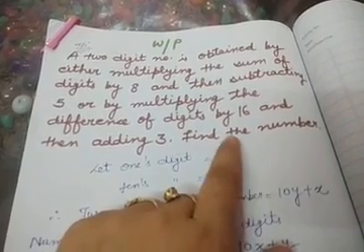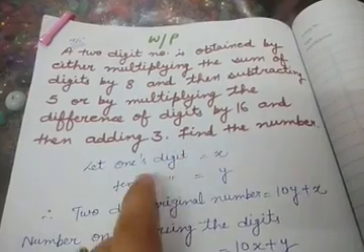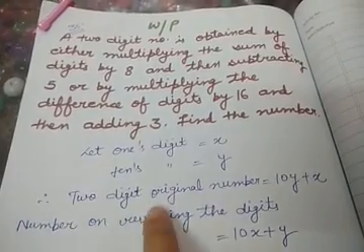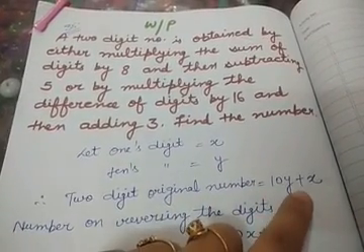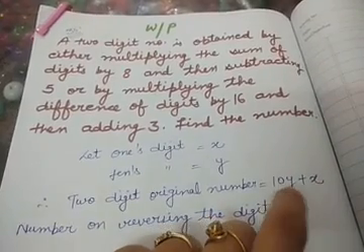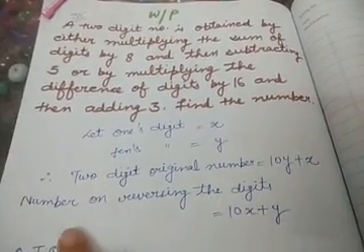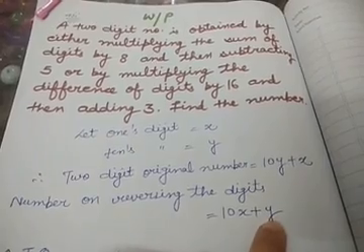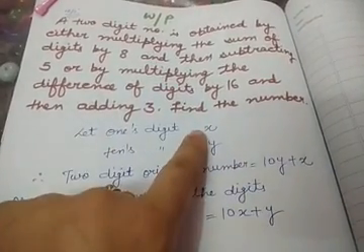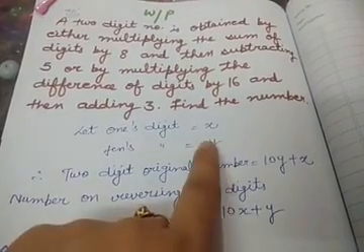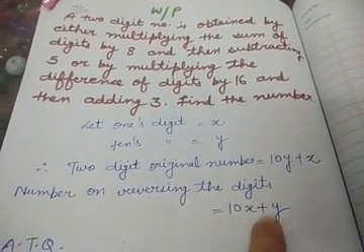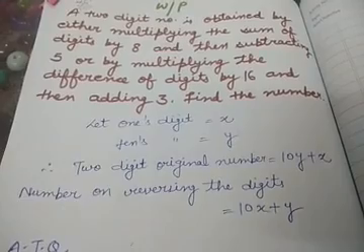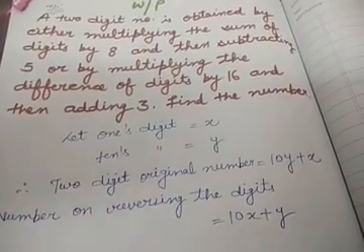Firstly, to obtain the number, we suppose its digits: let the one's digit be x and the ten's digit be y. Therefore, what will be the two-digit original number? 10 into ten's digit plus one's digit, that means 10y plus x. And the number on reversing the digits is 10x plus y, because when we reverse the digits, the one's digit becomes the ten's digit and the ten's digit becomes the one's digit. This was explained by me yesterday.